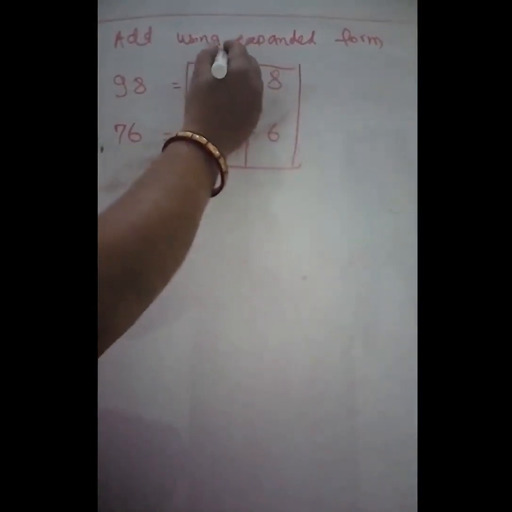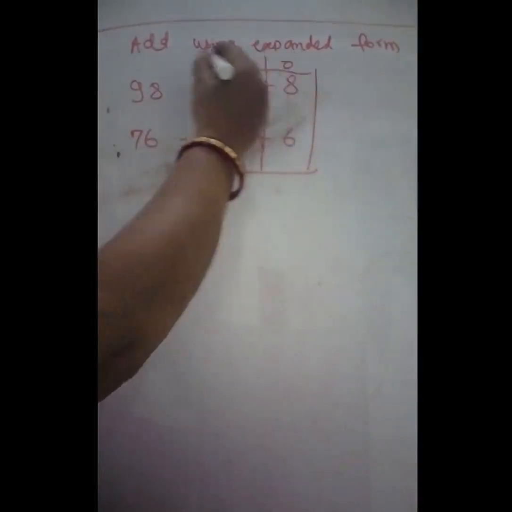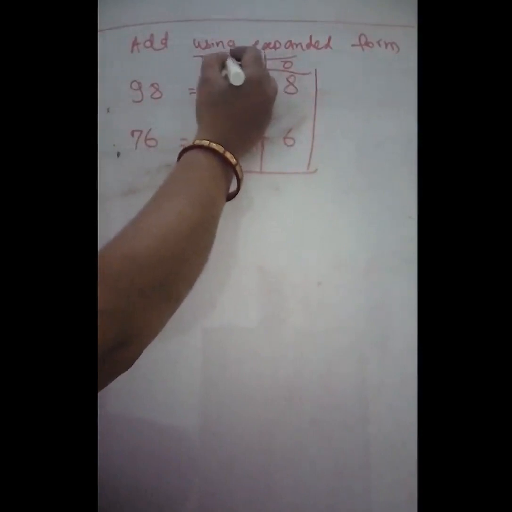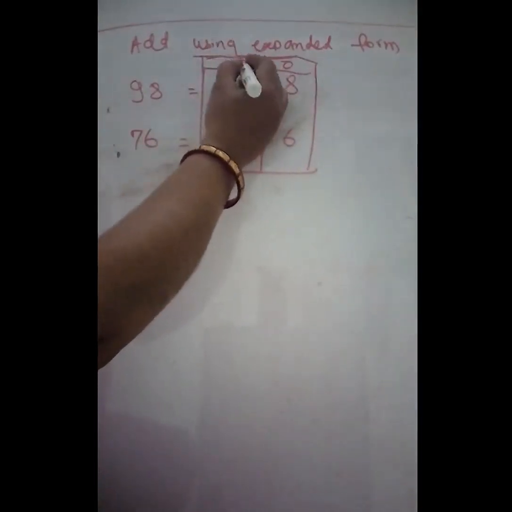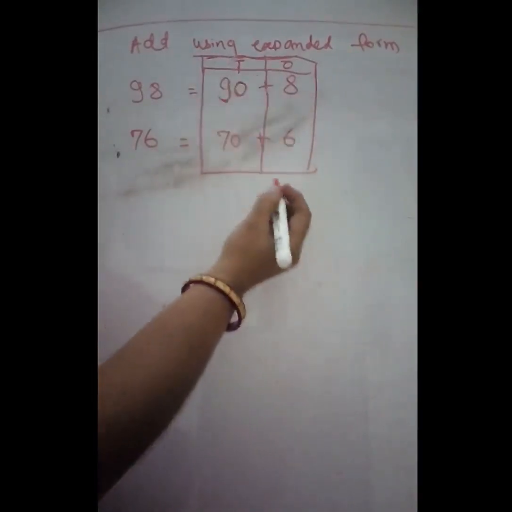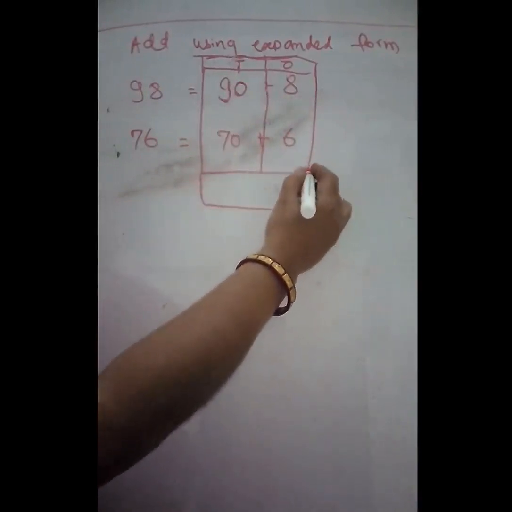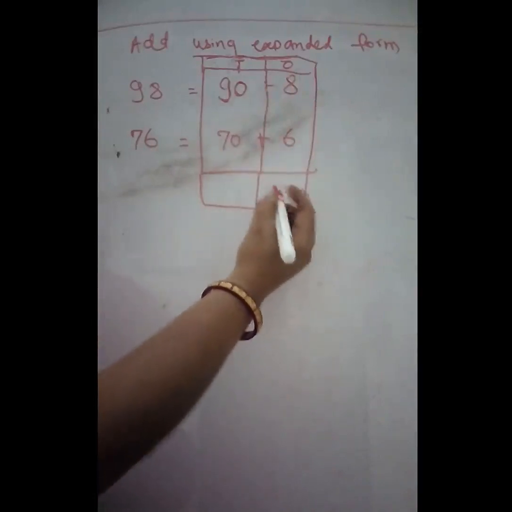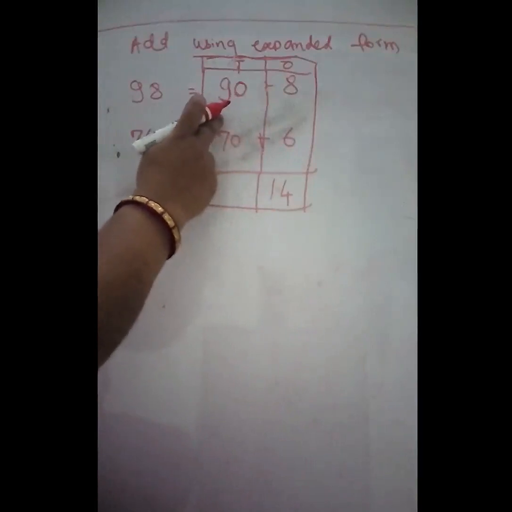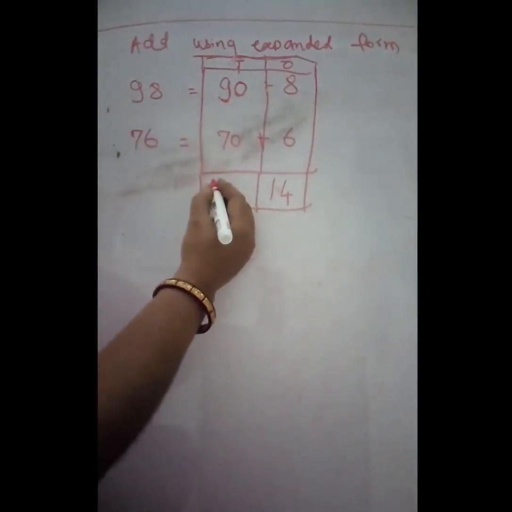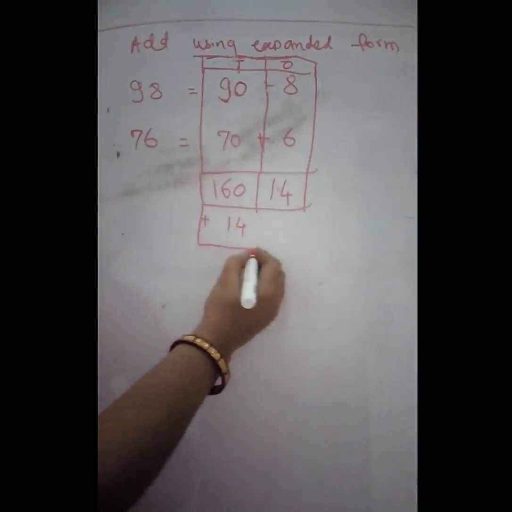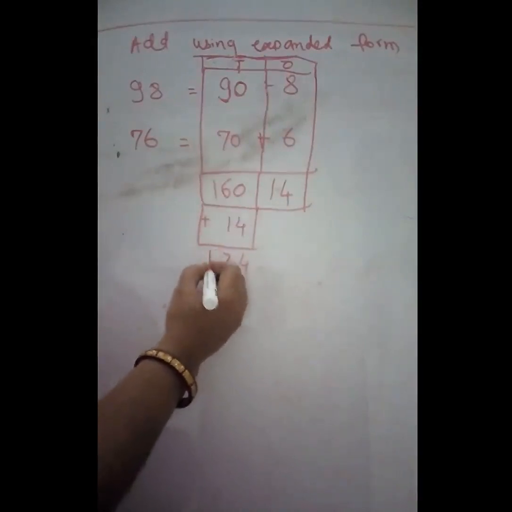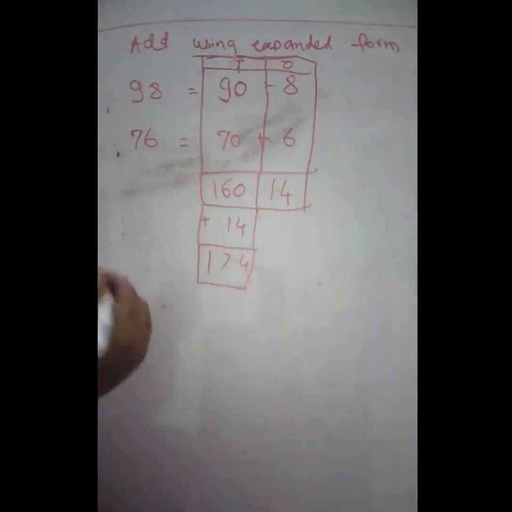This is tens plus and this is ones plus. Tens and ones. Can you understand this? This is 90 and this is 70. And if we add 8 and 6, we get 14. And if we add 90 and 70, we get 160. Then we add 14 to this 160. We get 6 and 1, 7, 1 as it is, the answer 174.